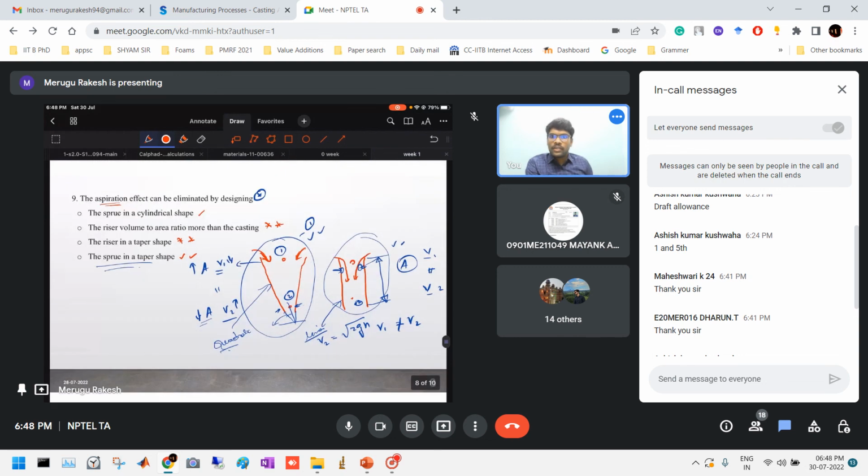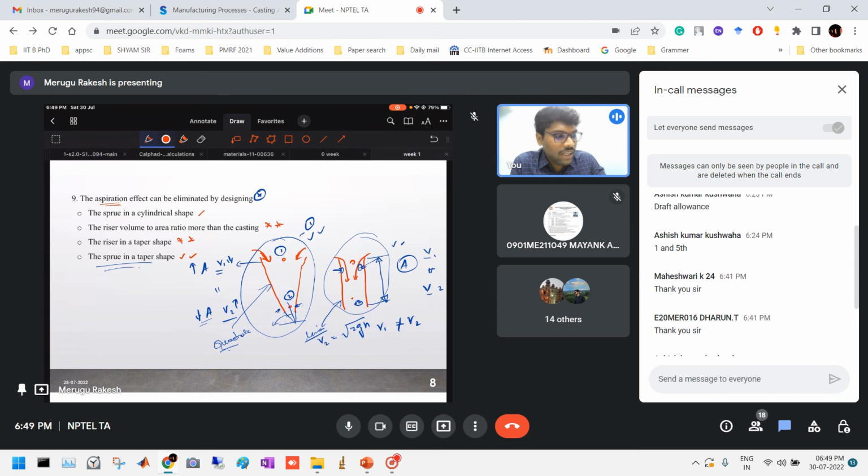So the aspiration effect can be eliminated by design. The aspiration effect mainly depends upon the shape of the sprue. Here we are interested in what type of shape we should use. The first one is the cylindrical shape, and the fourth option is the tapered sprue shape. The middle options B and C are related to the riser, so they are neglected. Between cylindrical and taper, taper is most preferred.